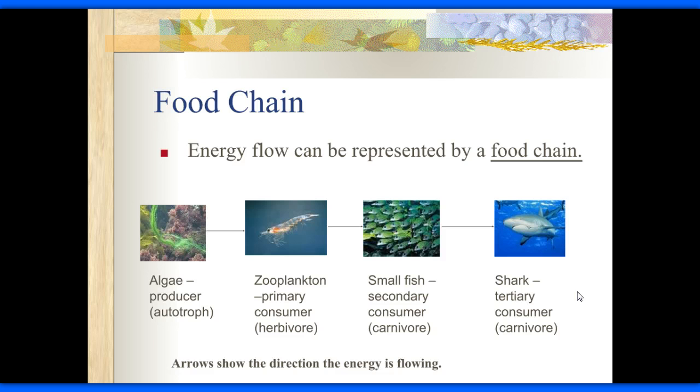So again, this slide is somewhat redundant because I have been alluding to food chains, but again, the purpose of a food chain is simply to show how energy flows. The biggest point to emphasize in a food chain is the direction the energy is flowing. The arrows always point from the bottom to the top of the food chain. So even though this zooplankton eats the algae, the arrow is pointing from the algae to the zooplankton. That's where the energy is transferred.